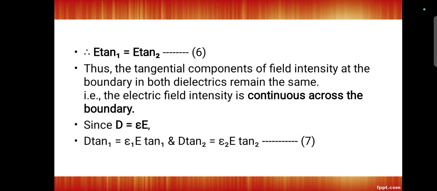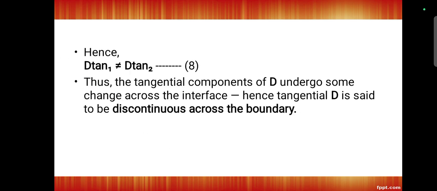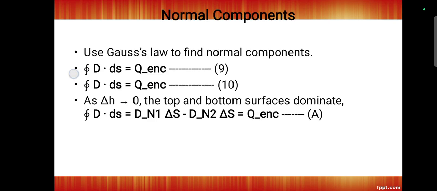D equals epsilon E. So D tan 1 equals epsilon 1 E tan 1, and D tan 2 equals epsilon 2 E tan 2. So D tan 1 is not equal to D tan 2. Thus the tangential components of D undergo some change across the interface. Hence tangential D is said to be discontinuous across the boundary.